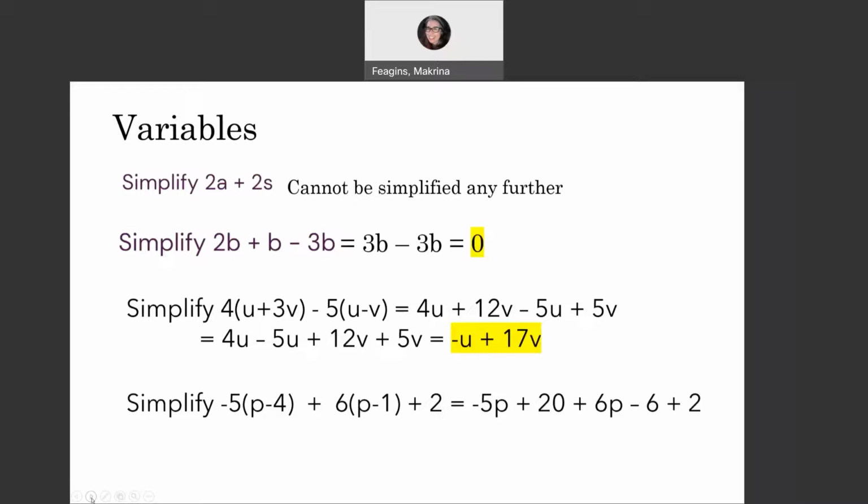Example 4, same story. You go ahead and distribute. So negative 5 times p, negative 5p, negative 5 times negative 4 gives you positive. Remember, negative times negative is positive, 20. You have a 6 times p and 6 times a negative 1. And when we go ahead and put together anything that has the same letter, we end up with just one p. And then 20 minus 6 plus 2 gives us a positive 16.